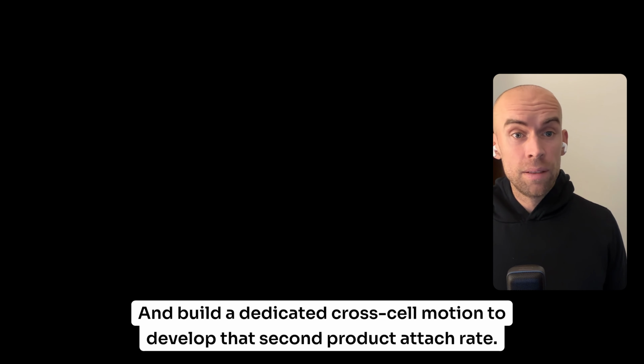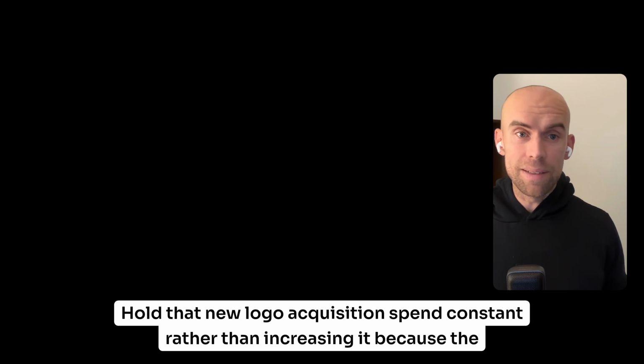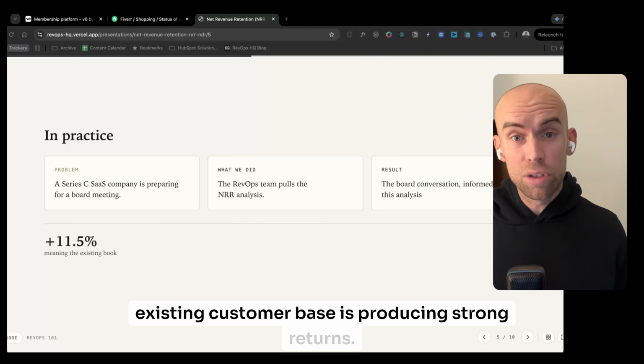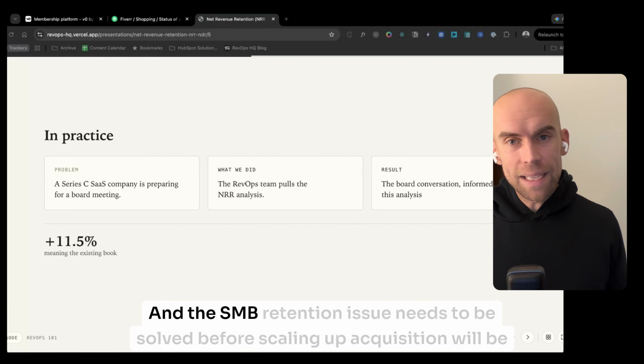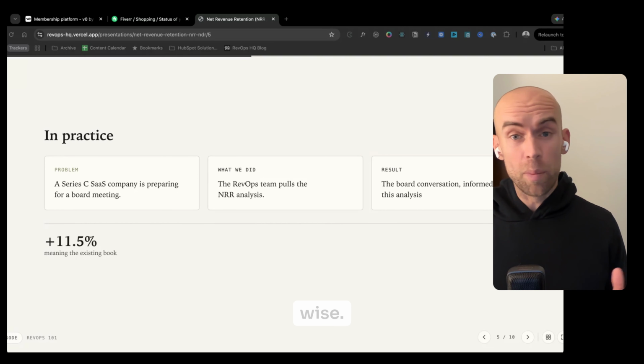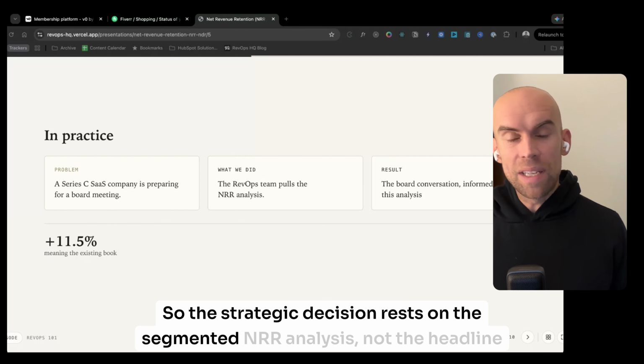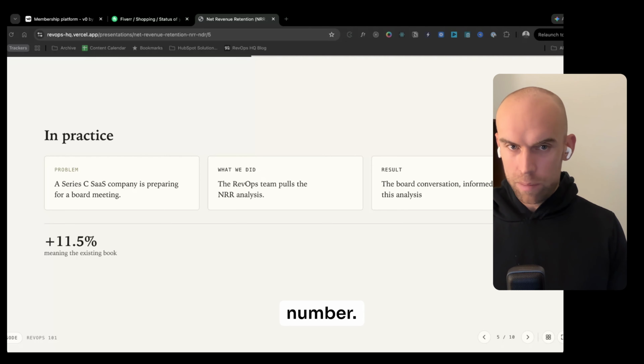Hold new logo acquisition spend constant rather than increasing it because the existing customer base is producing strong returns, and the SMB retention issue needs to be solved before scaling up acquisition will be wise. So the strategic decision rests on the segmented NRR analysis, not the headline number.